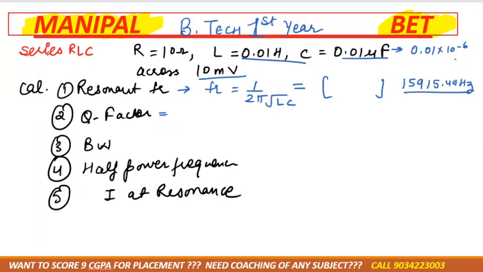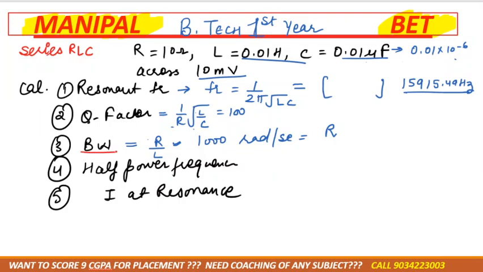Now after solving it, we'll get this one. Next is quality factor. Quality factor, I told you 1 by R root L by C. R is given, L is given, C is given, you will get it 100. Bandwidth, I told you R by L. Okay, R is given, L is given, you will get it in 1000 radian per second. But if you want to calculate bandwidth in hertz, then the formula is R by 2 pi L. Then you will get 159.19 hertz.